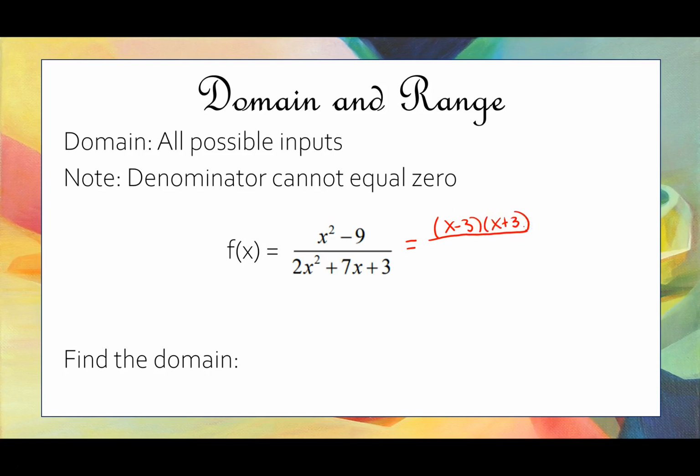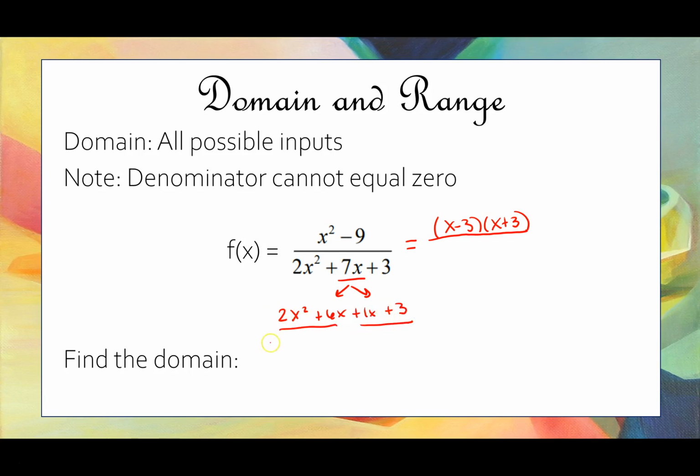The denominator is a little bit more of a pain because we have to do our method of saying 2 times 3 is 6. It's a pretty 6. And then we've got a 7. So what numbers multiply to 6 but add to 7? Well, that'd be a 6 and a 1. So we know we're going to split this up into a 6 and a 1. So this is going to be a 2x squared plus 6x plus 1x plus 3.